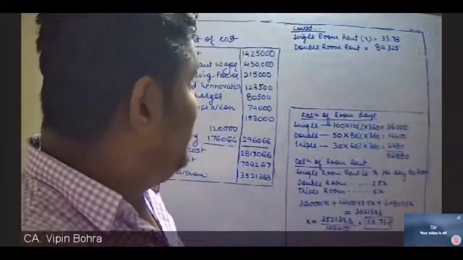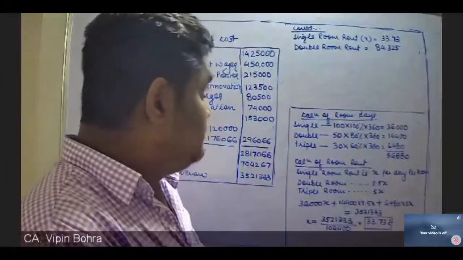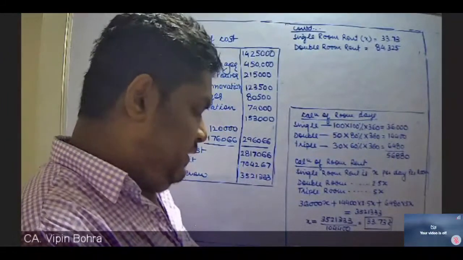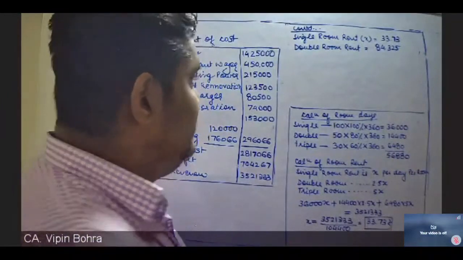And for triple room, it will be 33.73 into 5, which is 168.65.